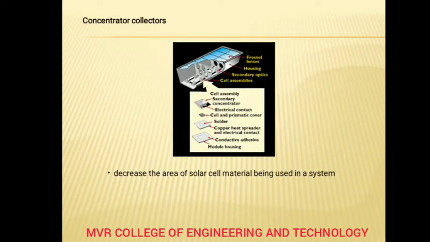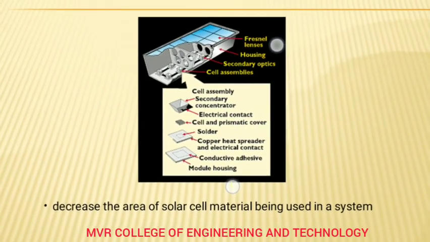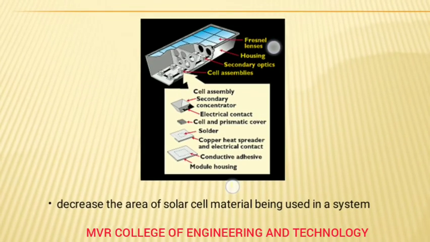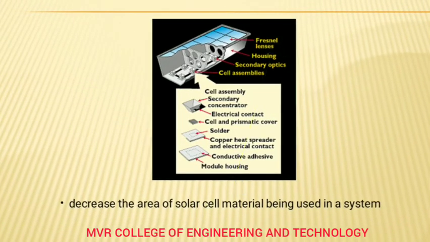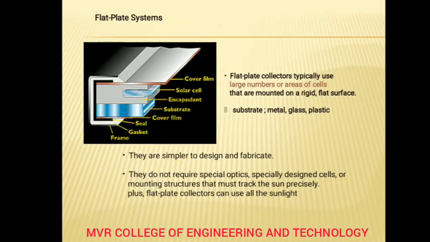And these are the collectors used to decrease the area of the solar cell. Again there are two types of collectors: one is the flat type, another one is the concentrator collector. It decreases the area of the solar cell and the material being used in a system. There are Fresnel lenses here housing secondary optics, cell assemblies, secondary concentrator, and electric contact. Like this we have the concentrator collector, and you can see the flat plate collectors.